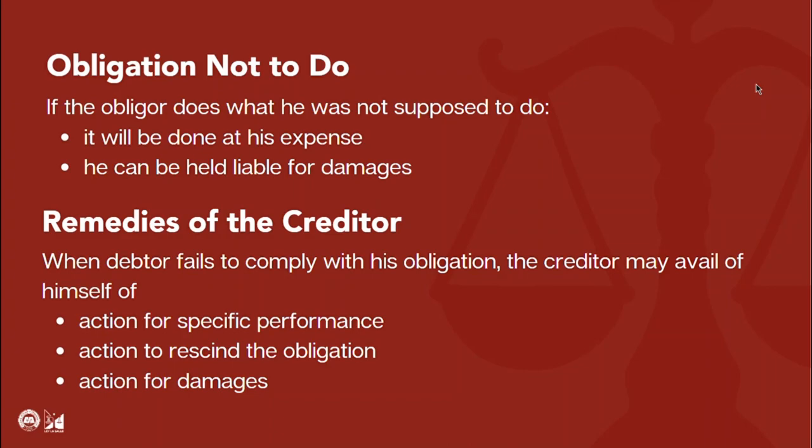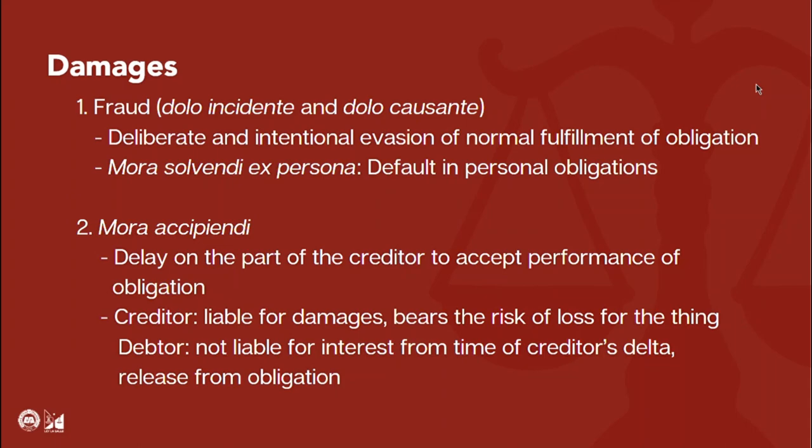The following are the grounds for damages. The first one is fraud, which is deliberate and intentional evasion of the normal fulfillment of obligation, and mora solvendi ex persona, which is default in personal obligations. Second, we have mora accipiendi, which is delay on the part of the creditor to accept performance of the obligation. The creditor is liable for damages and bears the risk of loss of the thing, while the debtor is not liable for interest from the time of the creditor's delay, and is released from the obligation.